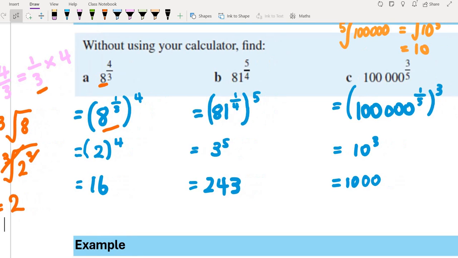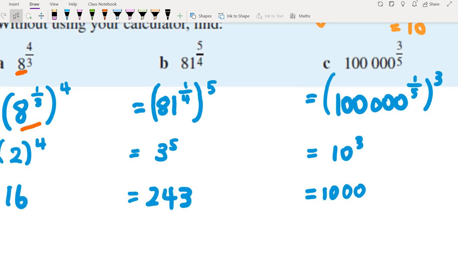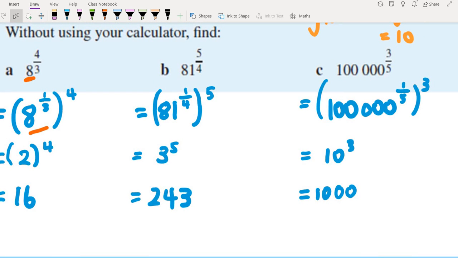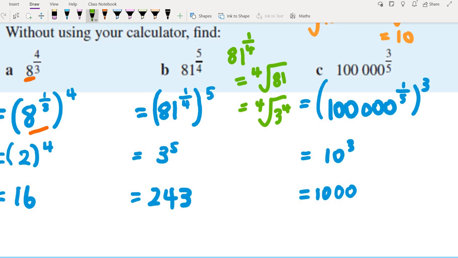Similar thing over here. We split up 5 over 4 into 1 over 4 and 5. And 3 to the power of 4 is 81. So if we have this, which is the same as saying the fourth root of 81, like that, and then we know this is 3 to the power of 4, so they cancel out, and we end up with 3. So that's the idea that you want to use here.